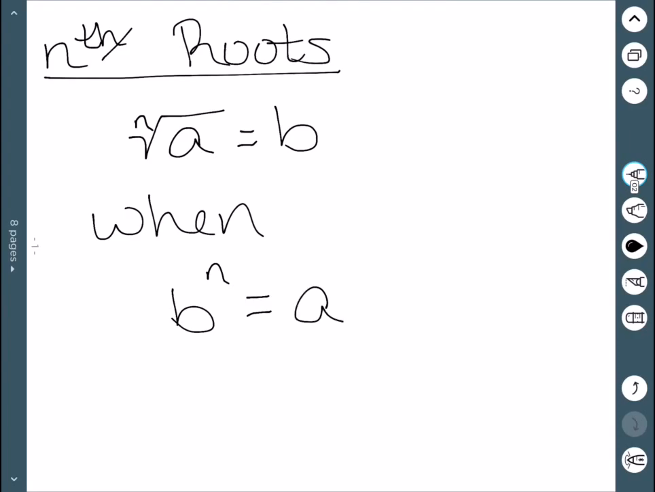So in the case that n is equal to 2, this is just the square root. If we want to look at the cube root of a, we want to know what number cubed is equal to a. The fourth root of a, what number to the fourth is equal to a, etc.